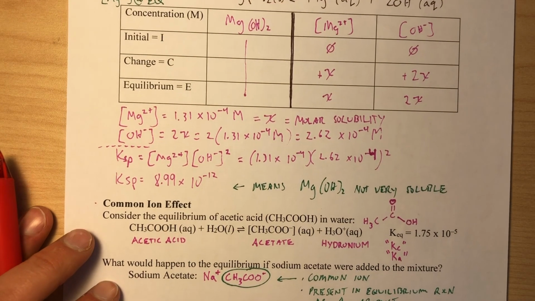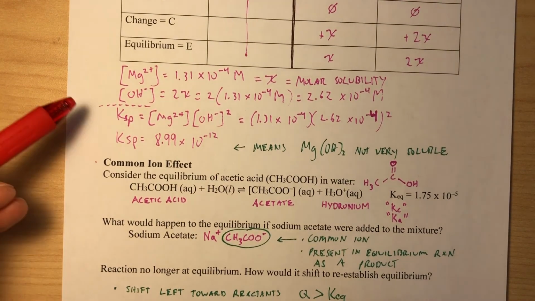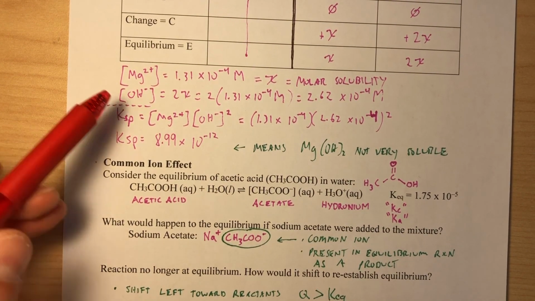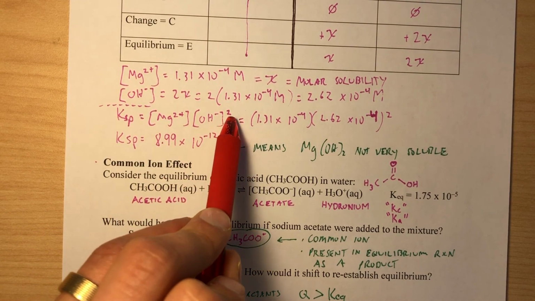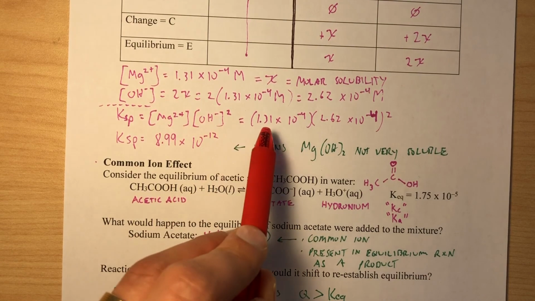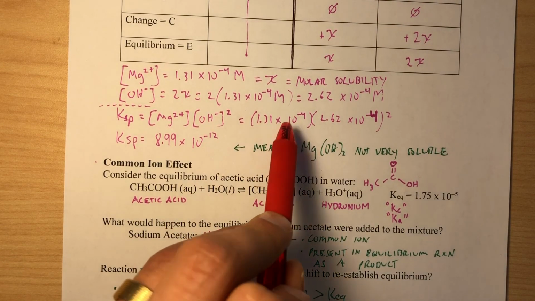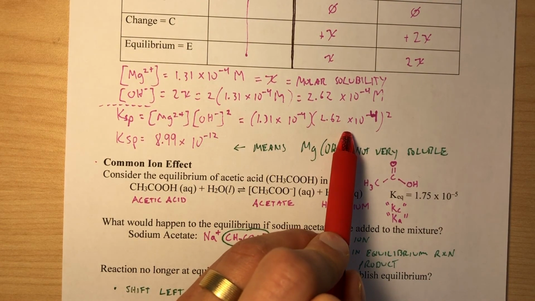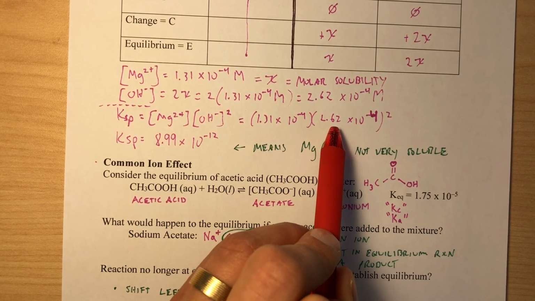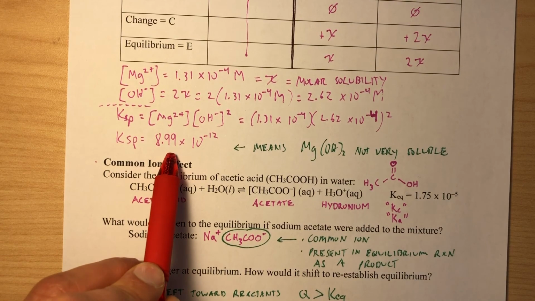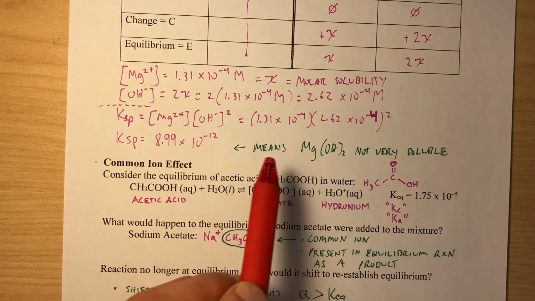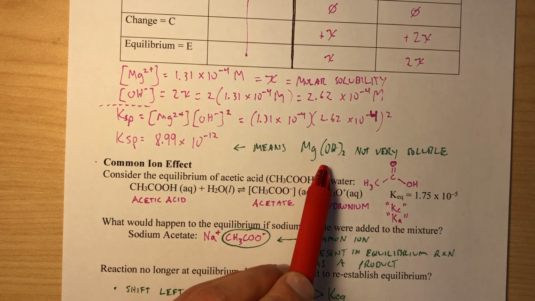We then solve for our solubility product, KSP, which is equal to our magnesium ion concentration times our hydroxide concentration squared, since it has a coefficient of 2, which is equal to 1.31 times 10 to the negative fourth, times the quantity 2.62 times 10 to the negative fourth, squared. That ends up giving us a KSP of 8.99 times 10 to the negative 12. This means that magnesium hydroxide is not very soluble.